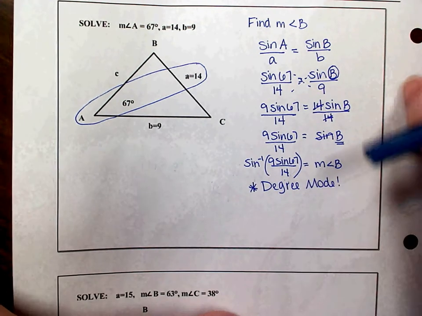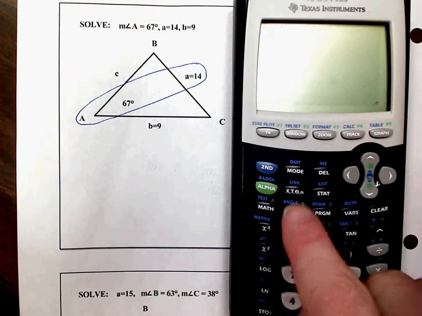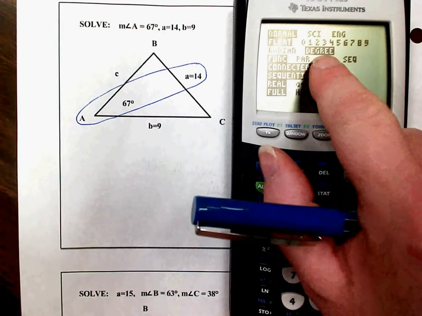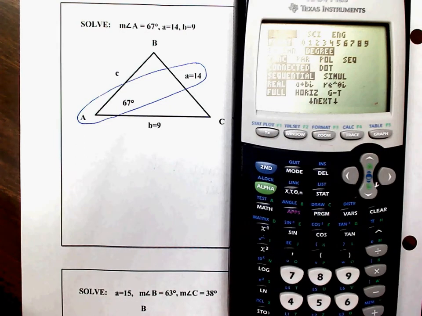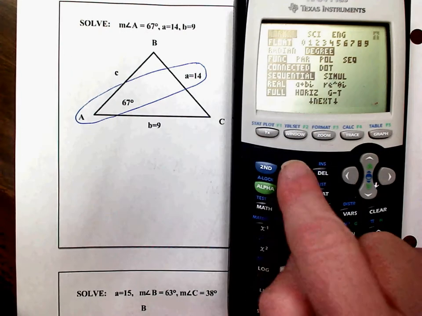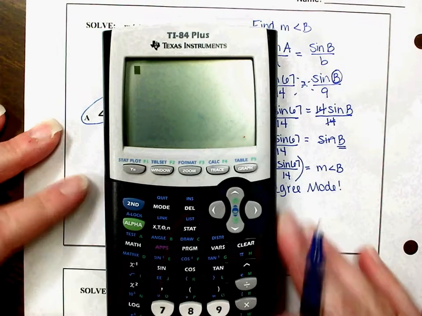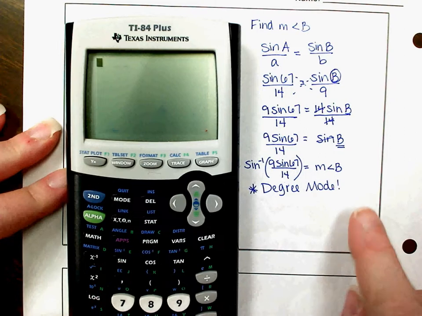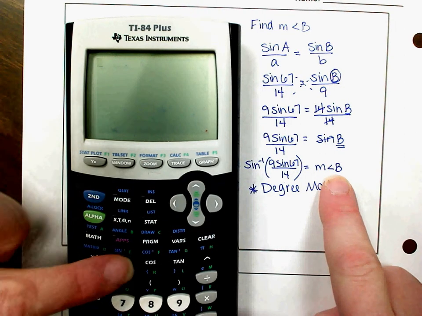So on my calculator, the first thing I'm going to do is go to mode and make sure that degree is highlighted. If not, you'll scroll down and to the right and press enter. Then you can hit second mode to get out of that. And now I can type in what I need to find the measure of angle B with. So when I press inverse sine, I have to press the second key and sine to bring up inverse sine.